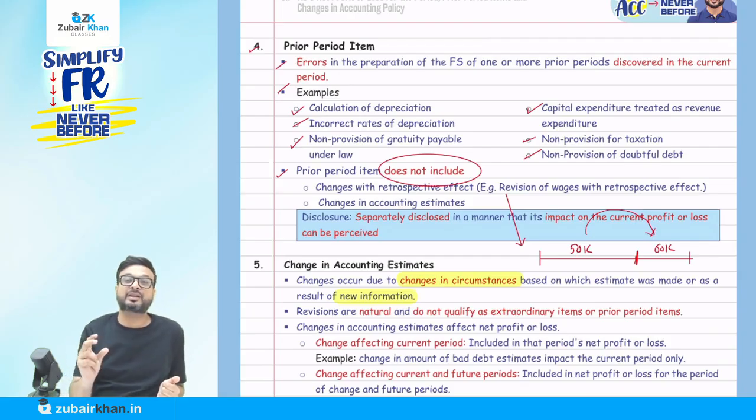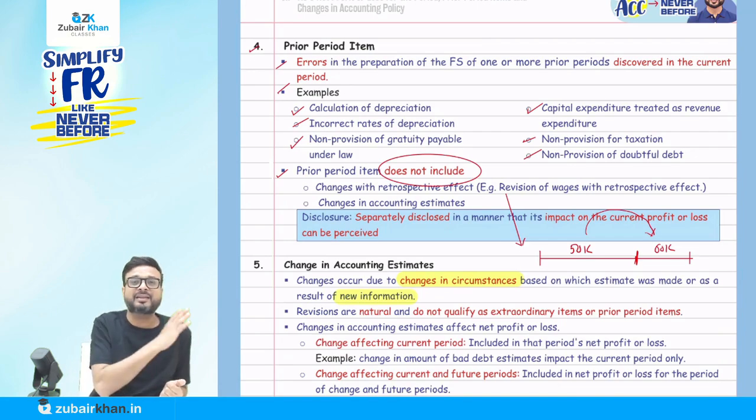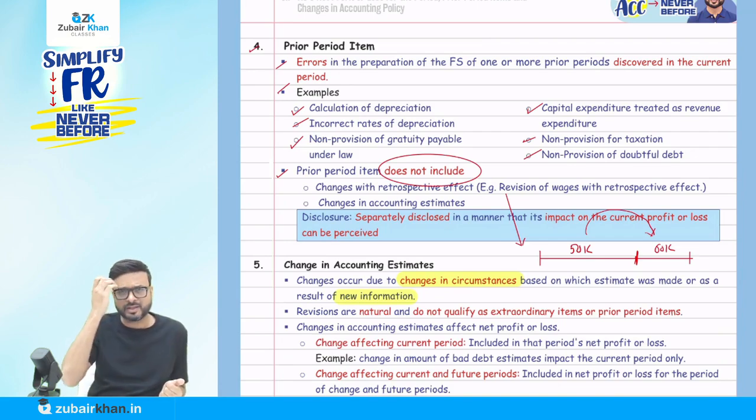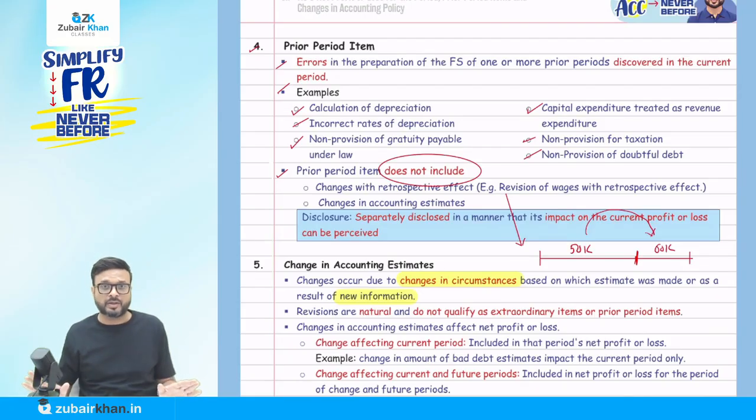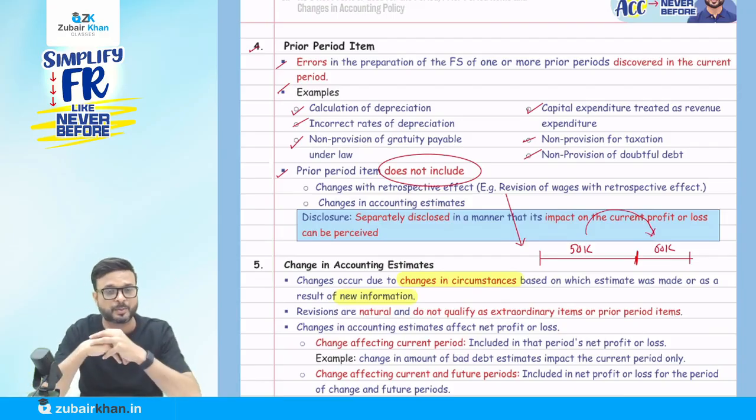Okay. So whenever there is a retrospective effect, we are giving that here. It's not a prior period because we have not made an error in the past. It will be treated as an ordinary activity of that year. Okay. Now changes in accounting estimate. So the next point is that.